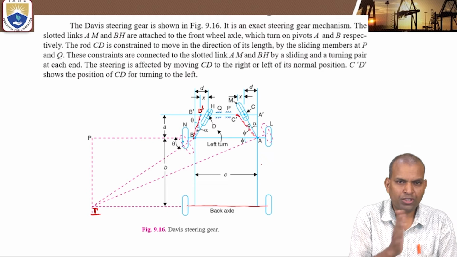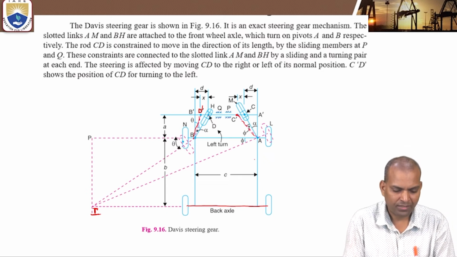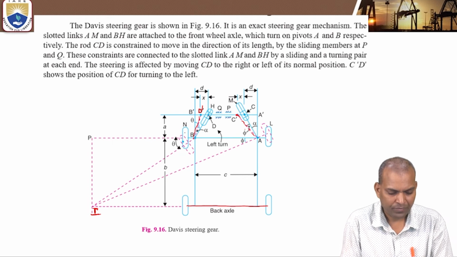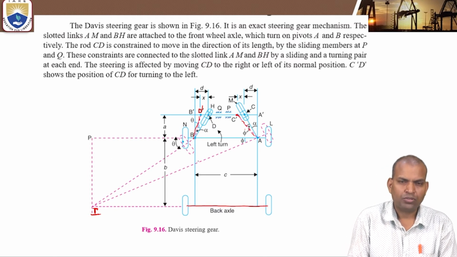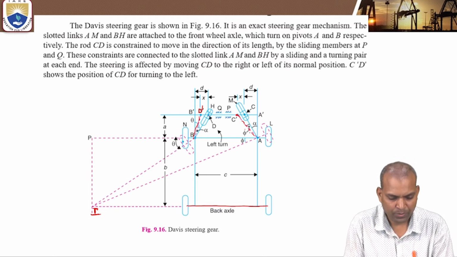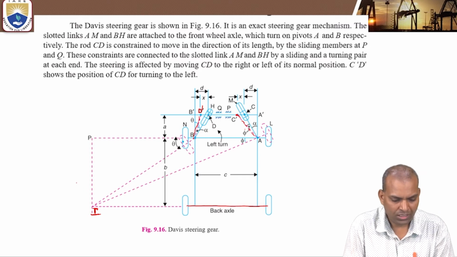When it makes the new position, the angles turned are angle phi and angle theta. Alpha is already there, but theta and phi are the angles after moving to the new positions. So this is the left turn. Here we are considering the left turn motion.